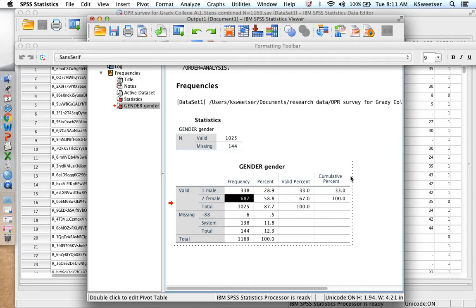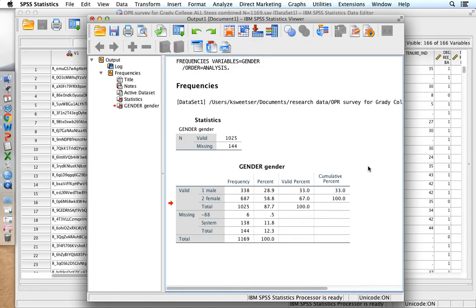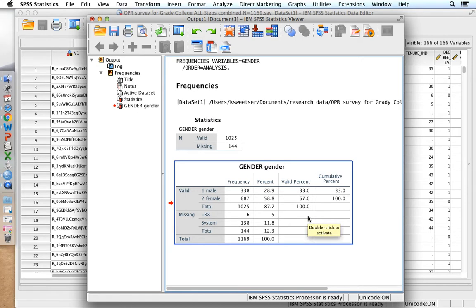I might also ask, of the people who answered the gender question, which percentage said that they were male. Now, when I start with "of the people who answered the question," the key is to come into valid percent, because valid percent doesn't take into account all of these people who didn't answer the question at all, who skipped it. So I focus on the valid percent, and that would be 33%.